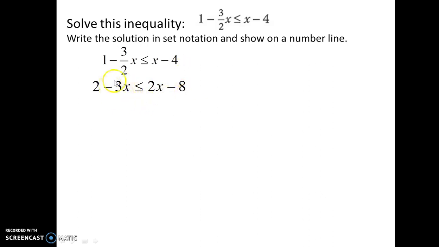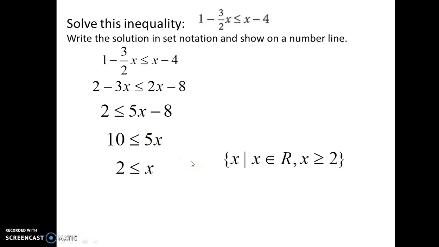Now I'm going to add 3x on both sides to get rid of this negative 3x and to get the x's on one side. So here I have just 2 left, because when I add 3x, that's gone. Add 3x to that, we get 5x, and then minus 8. Now I'm going to add 8 over there. So 10 is less than or equal to 5x. Now I'm going to divide by 5 on both sides, and 2 is less than or equal to x.